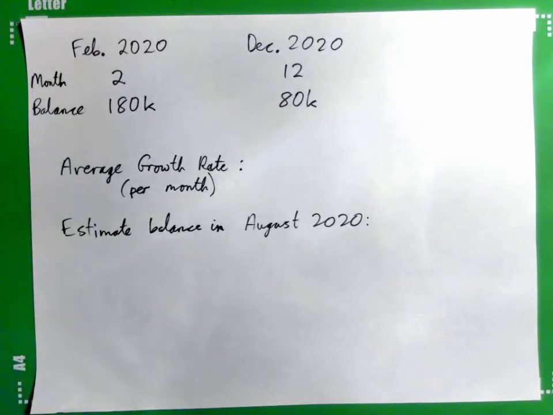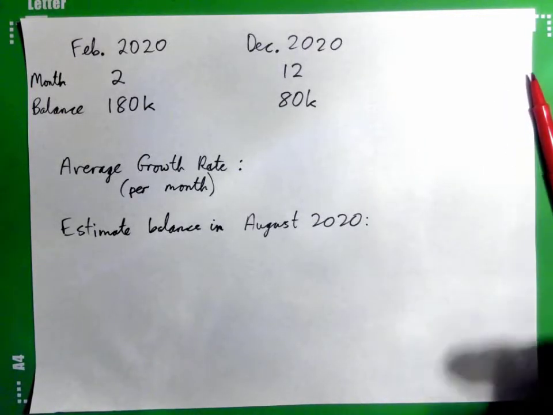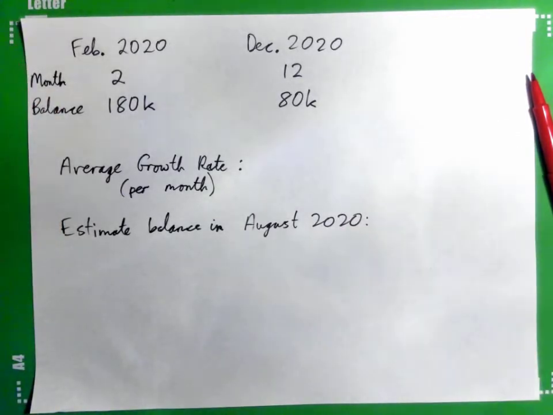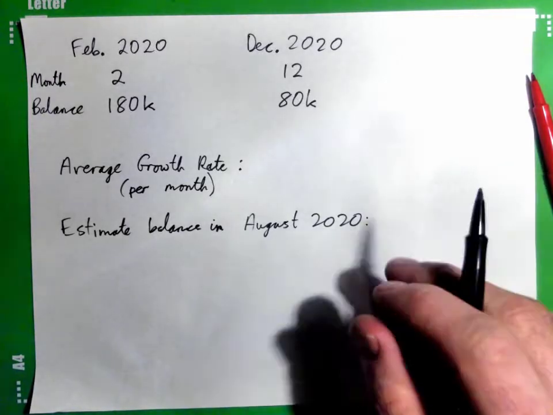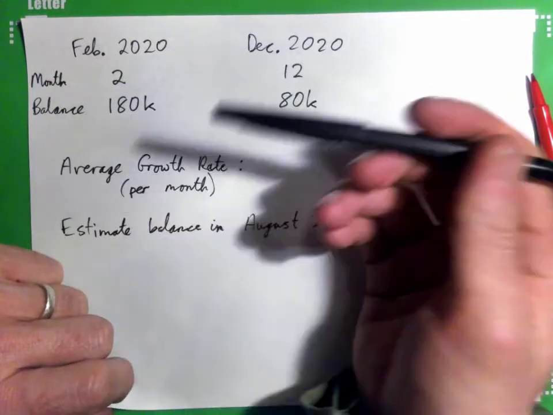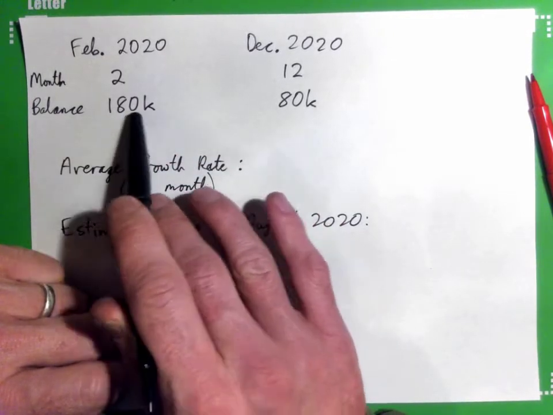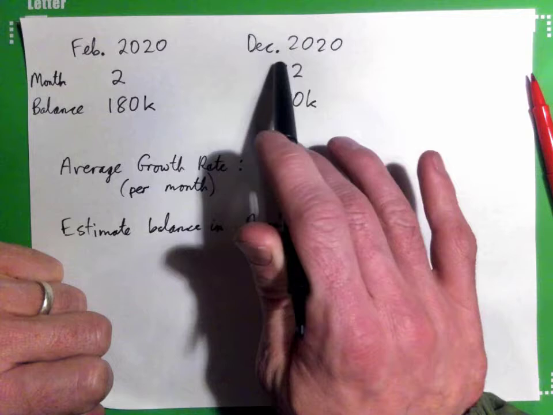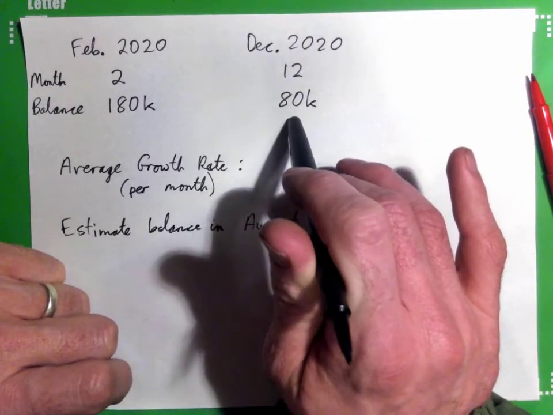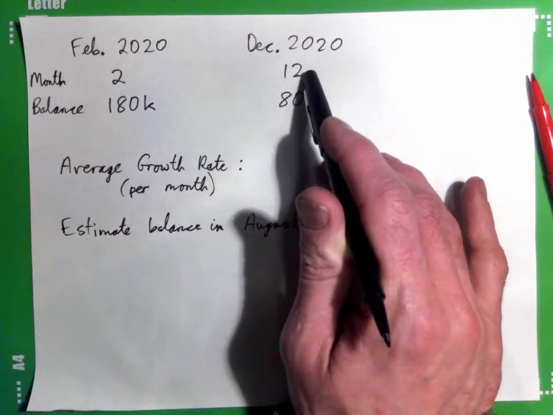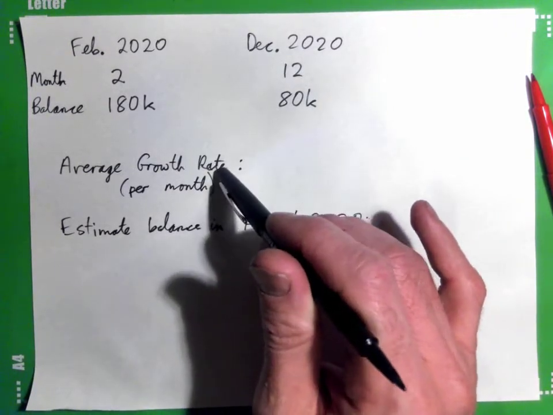So just to get into this idea of what average growth rate means, and to try to make it make sense to everybody. We just have this account, and let's say it's some business account, and let's say in February 2020 there was $180,000 in it, and by December 2020 there was $80,000 in it. February's the second month of the year, December's the 12th month of the year. What I want everyone to do is figure out the average growth rate.